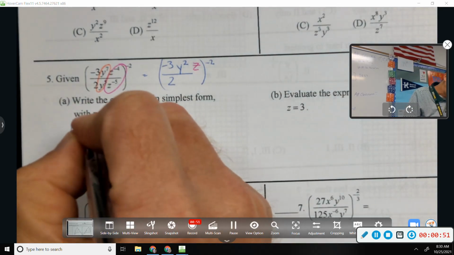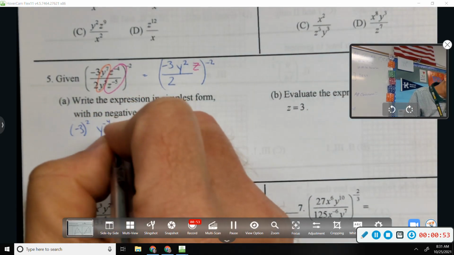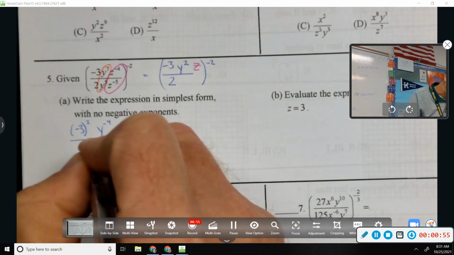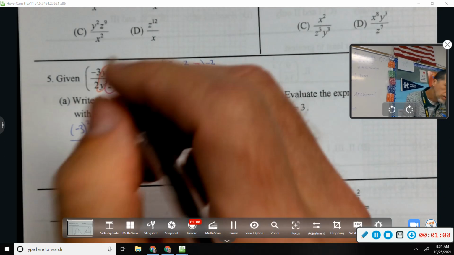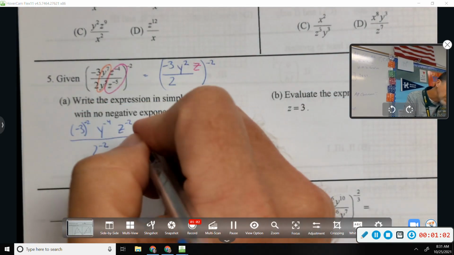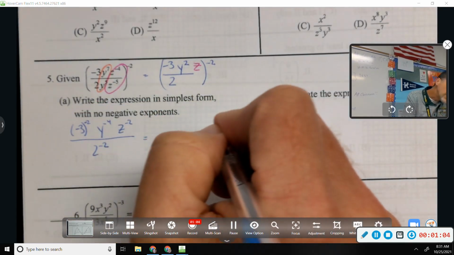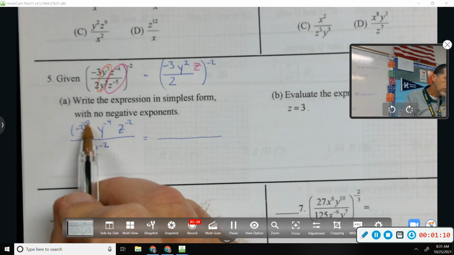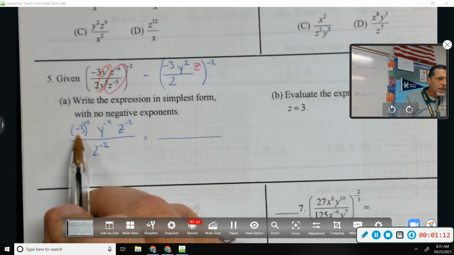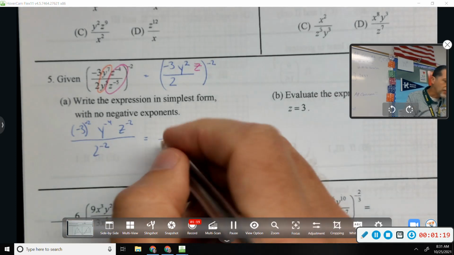So I think I'm going to slow down and just write it all out and see what happens. Whoops, negative 3 then negative 2. So everybody's changing top to bottom because everybody got a negative exponent. If I square negative 3, what do I get? Positive 9, and it flips over.